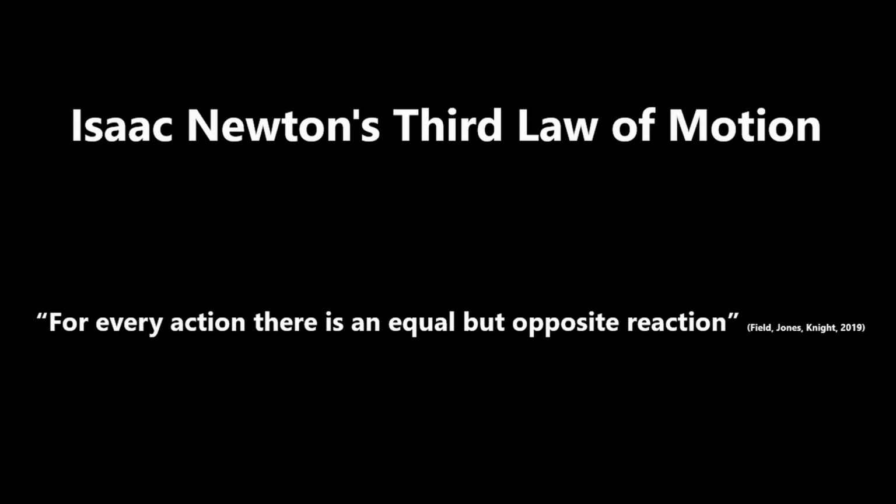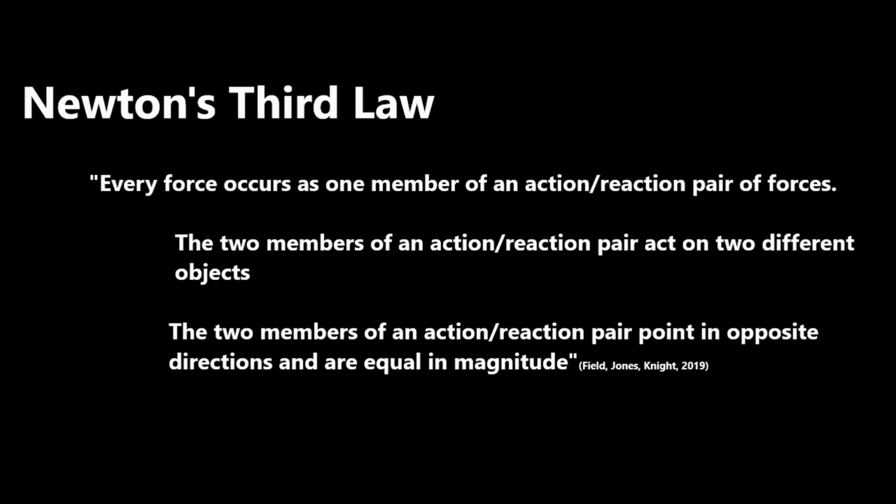Today we are looking at Isaac Newton's third law of motion. This law is most commonly recognized by a simple phrase that states, "For every action there is an equal but opposite reaction." A more extensive definition for this law is that every force occurs as one member of an action/reaction pair of forces where the two members of this pair act on two different objects, and the members point in opposite direction and are equal in magnitude.